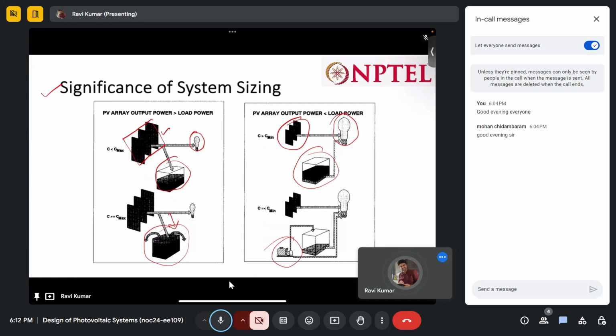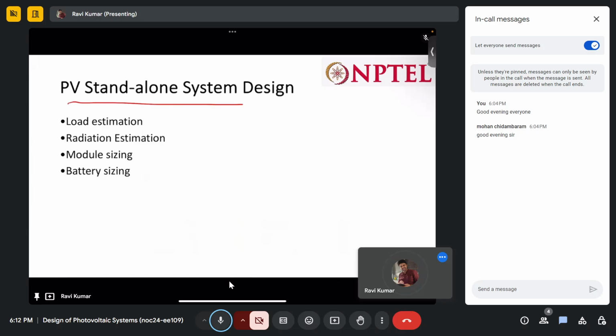In this standalone system designing, first we will do load estimation, then we will move to radiation estimation, how much radiation and so on. Then we will move to the module sizing, and then to the battery size. Because radiation estimation will affect the module sizing, and battery sizing will depend on the load estimation.